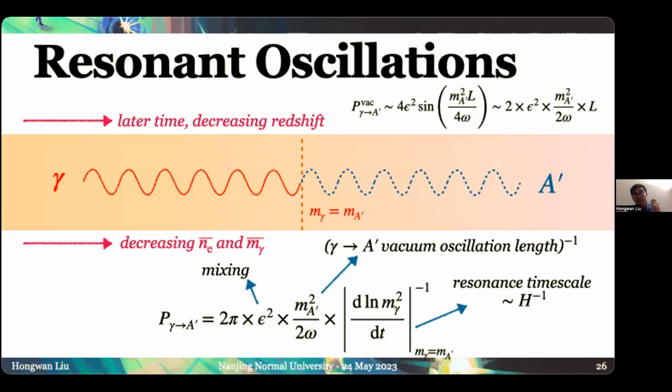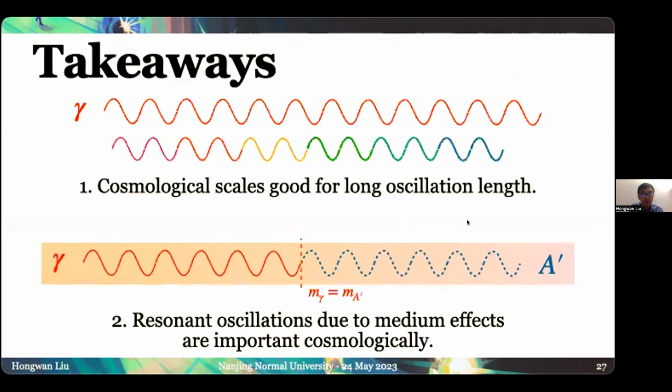And this is one of the key reasons why cosmology is very important in terms of looking for effects in a mass range of something like 10 to the minus 14 to 10 to the minus 9 eV. Okay, so at this point, let me remind you of the key takeaways of why cosmology is important in looking for ultralight dark photons in particular.